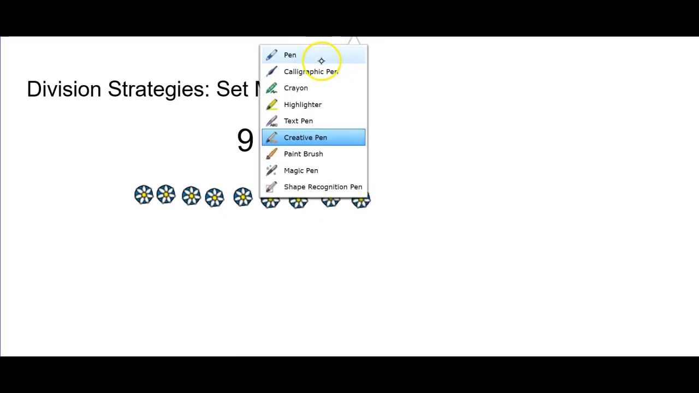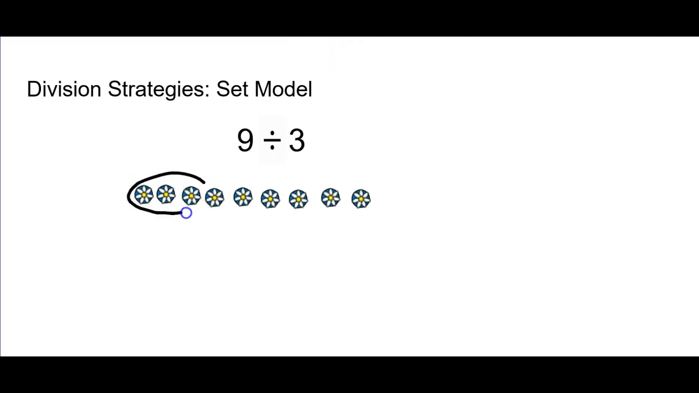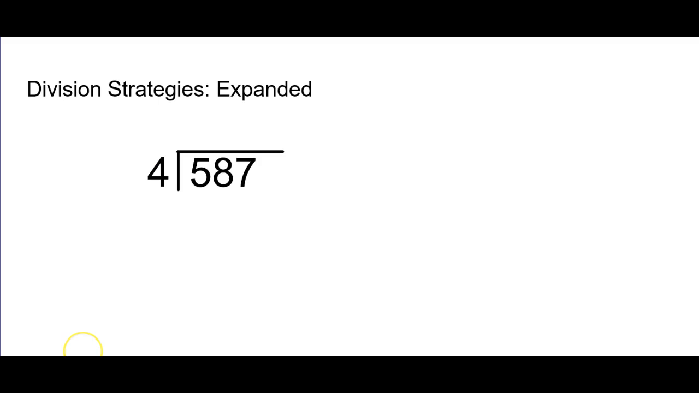If I divide it up, it's basically like you're just circling them up into 3 groups. And it just so happens that each group has 3 to it. So that's very basic, but some students need that, and it's a good way to start off division.